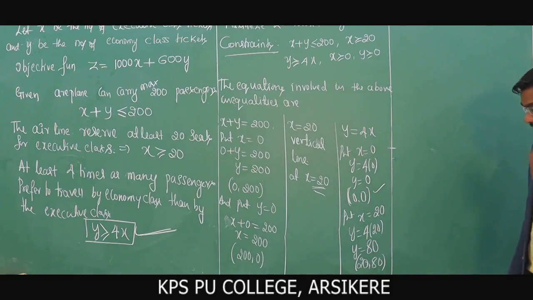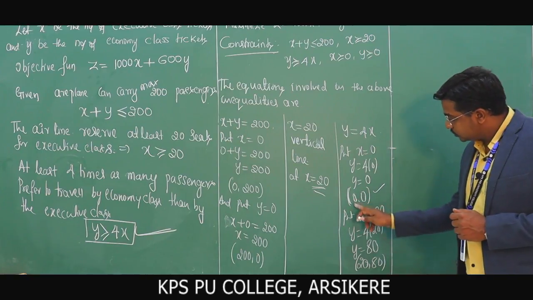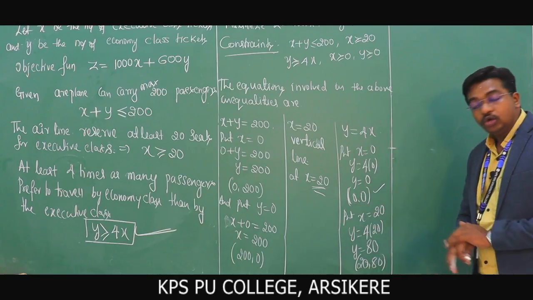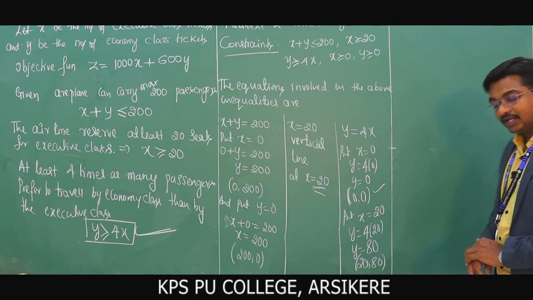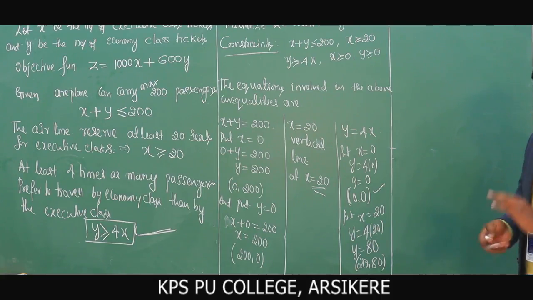X is equal to 20 and y is equal to 80. So one point here is 0, 0, second point 20, 80. Now the second step is, we have to check whether the solution region is towards the origin or away from the origin.